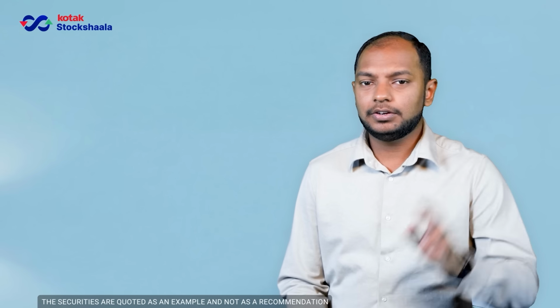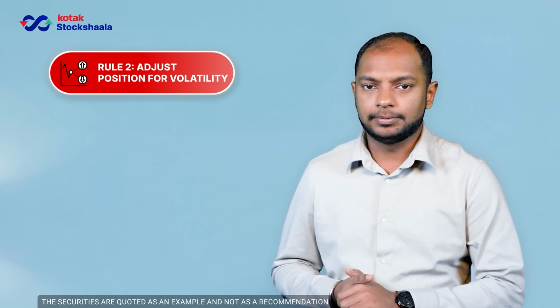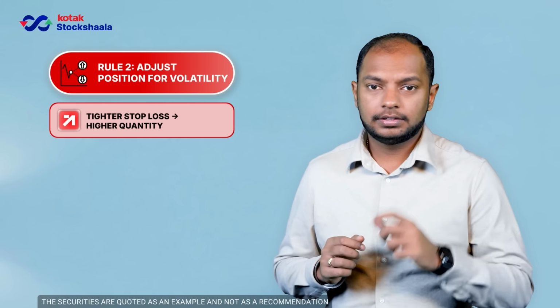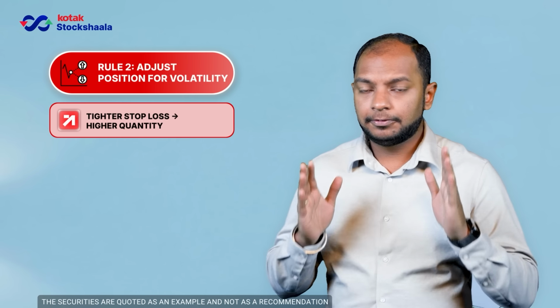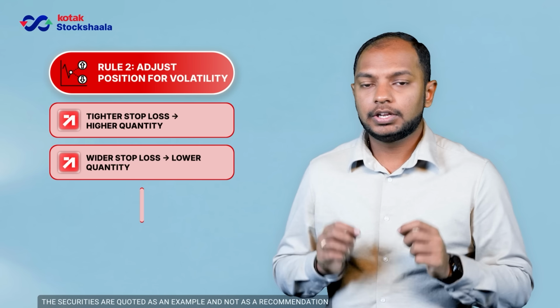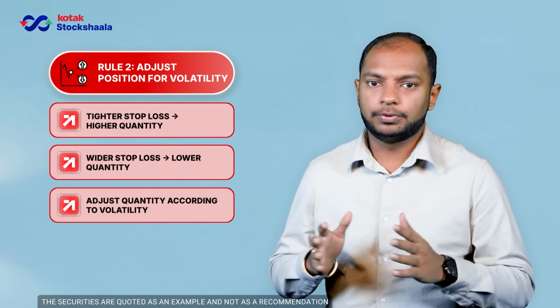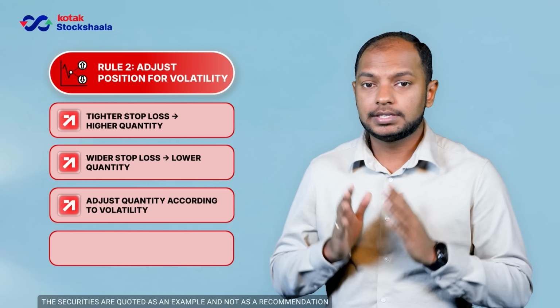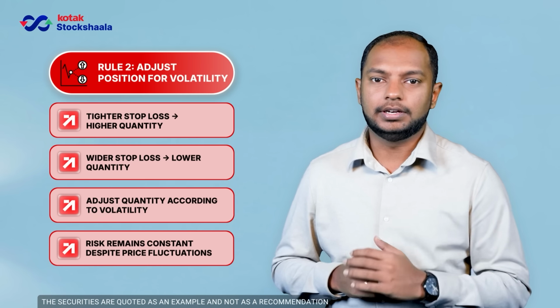Now going to the second golden rule of position sizing. The tighter the stop loss, the higher the quantity. But the wider the stop loss, the smaller the quantity. So make sure that you're flexible with respect to volatility and change the position sizing accordingly, so that the system balances out the risk.